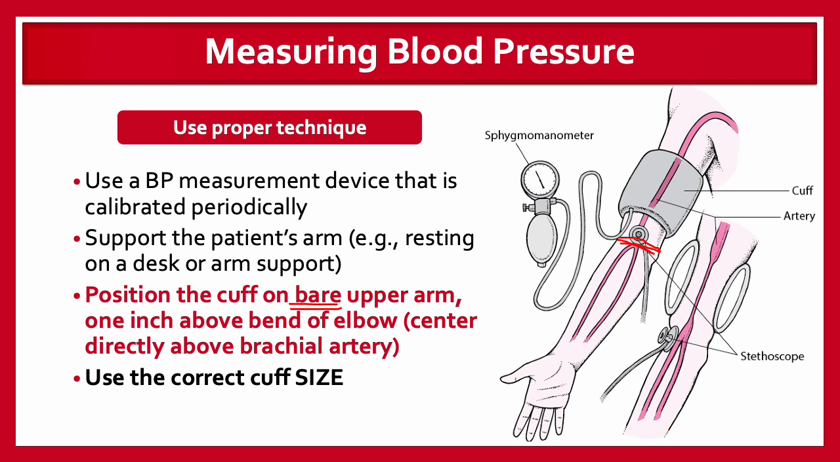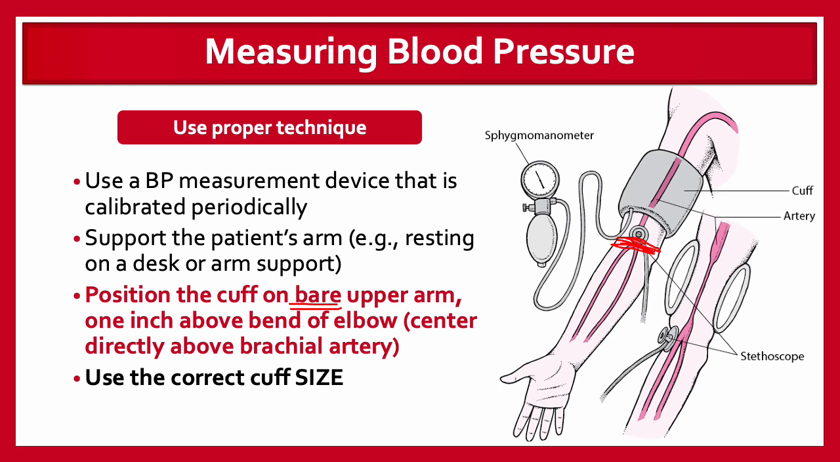And sometimes we'll see observers or providers put it almost right at this crease here, and what happens is it's got a little bend in the cuff. So we want to make sure it's about 1 inch above the bend in the elbow. And again, on the upper arm.